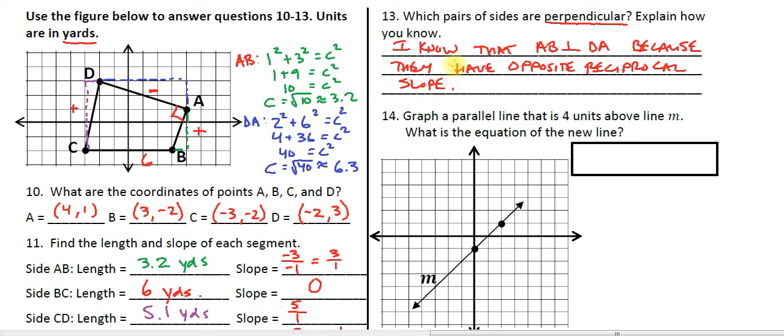Please don't say, yeah, they're perpendicular because they're adjacent. Being adjacent has nothing to do with perpendicular. AB and BC, they're adjacent, but this is not a right angle. And BC and CD, that's not a right angle. And we also saw CD and DA, that's not a right angle because there are no opposite reciprocal slopes. So class, give me your conclusion. I know that AB is perpendicular to DA, and then give me your evidence because they have opposite reciprocal slopes. That should be slopes. All right. We'll move on to question number 14 in the next video.